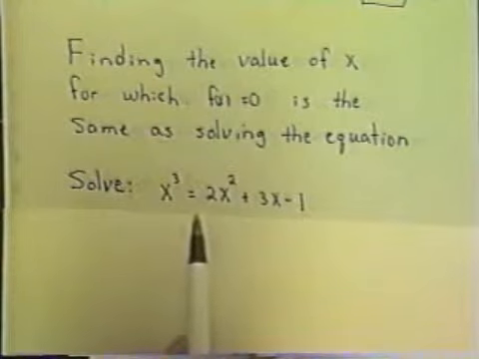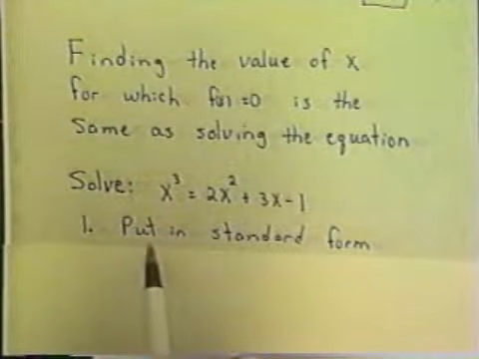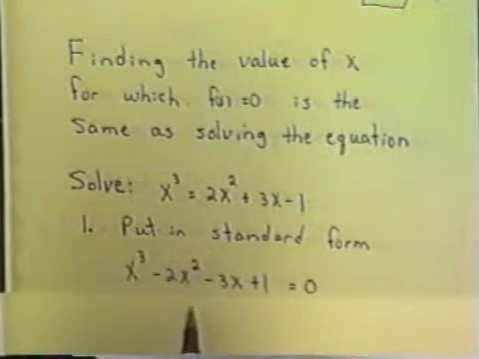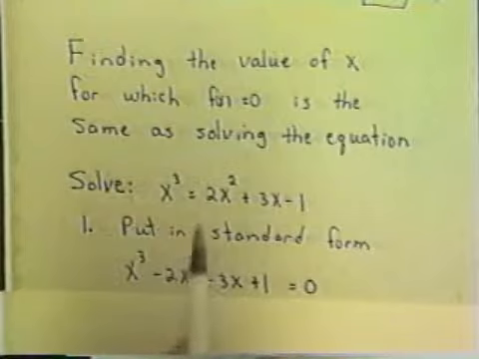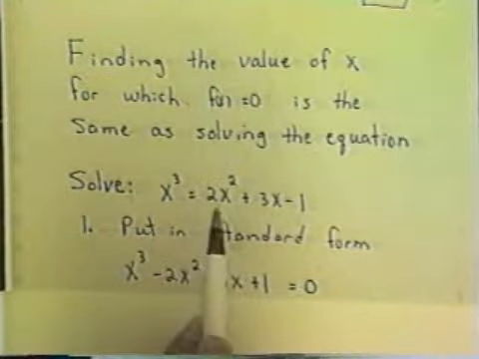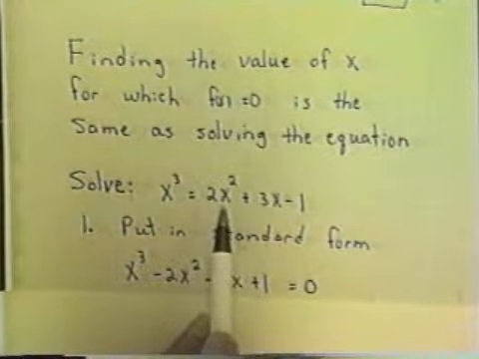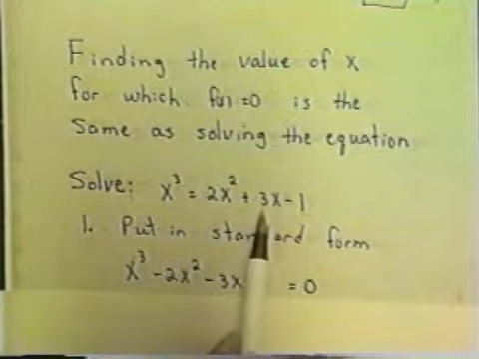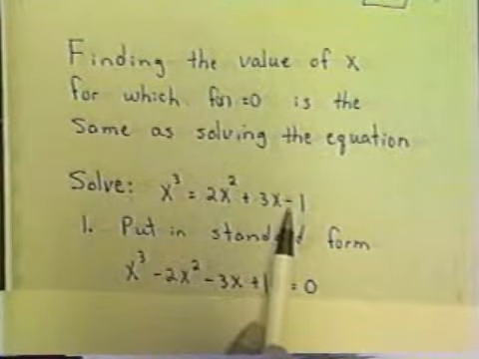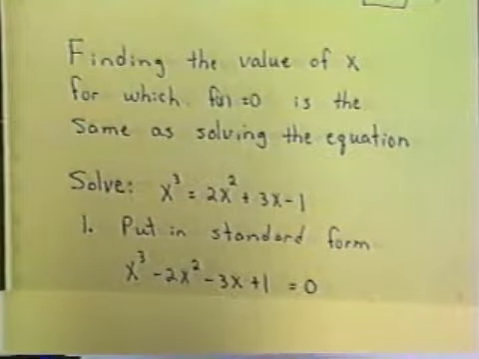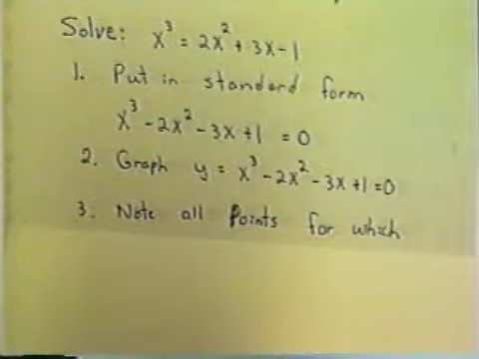Now to solve that, the first thing we need to do is to get it in standard form, which means that we set it equal to 0. To get the right side to 0, I need to add a negative 2x squared to both sides, add a negative 3x to both sides, and add a positive 1 to both sides. So I put it in standard form.